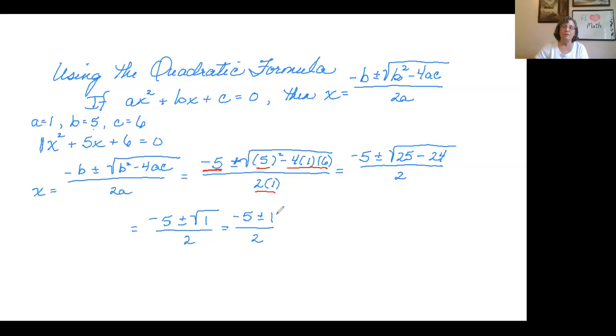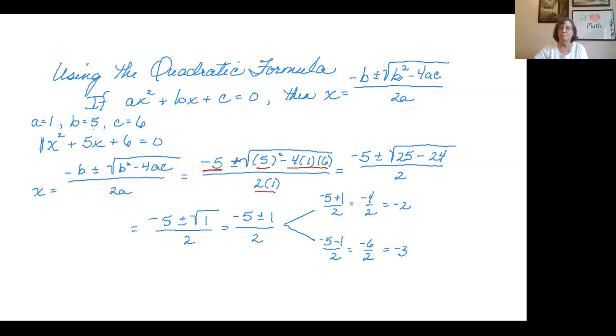And then because these are like terms, because that came out of the radical, I need to go ahead and separate these out into 2 separate problems. One is negative 5 plus 1 over 2, and the other will be negative 5 minus 1 over 2. This is going to be negative 4 over 2, which is negative 2. This will be negative 6 over 2, which is negative 3.